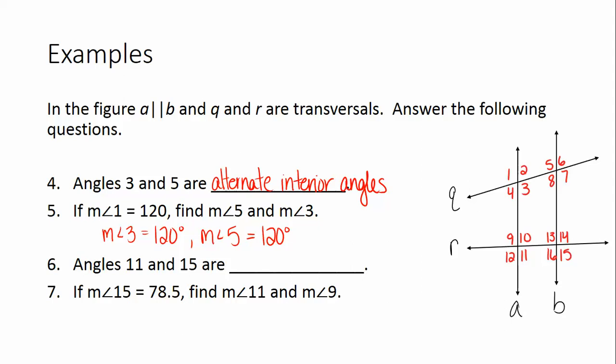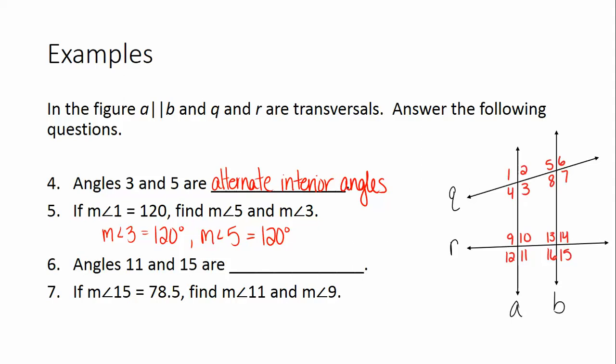You could have also started with angle 1 and angle 5. Angle 1 and 5 are corresponding. Notice they're in the same position around that transversal. And you could have worked that way, 1 to 5 to 3.